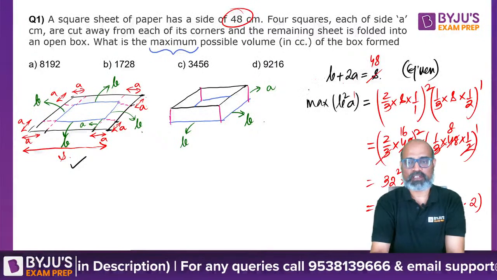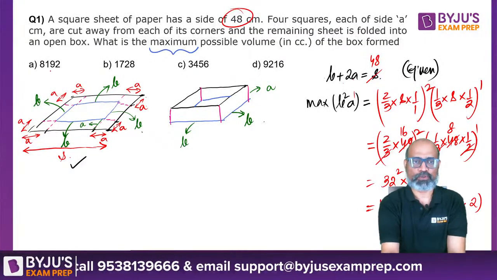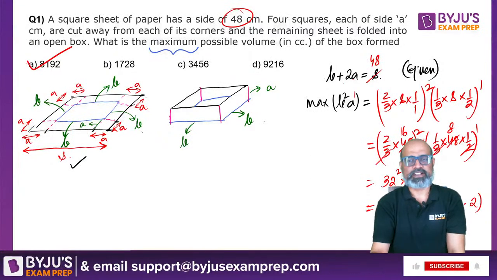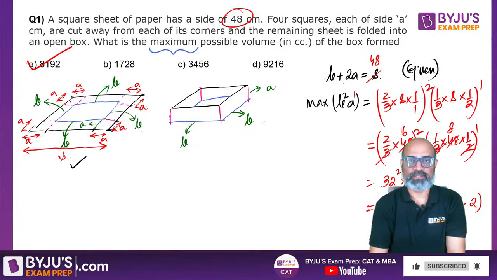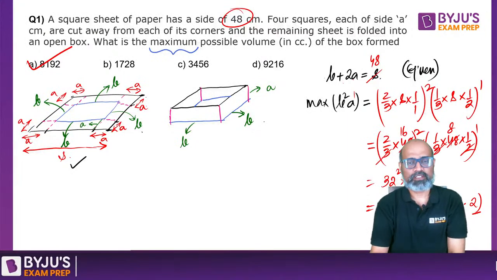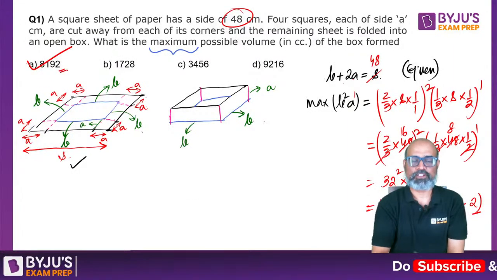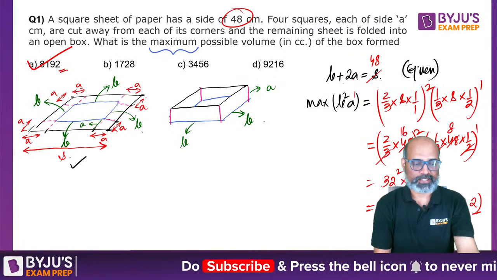So which option is going to be in the 8000s and ends in 2? If you look at the options, 32 squared into 8, that is 1024 into 8, will result in 8192. I did not solve it fully; I just knew it would be more than 8000 and the last digit would be 2. That was good enough for me to figure out the answer.